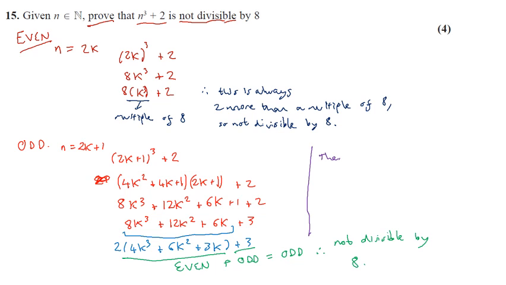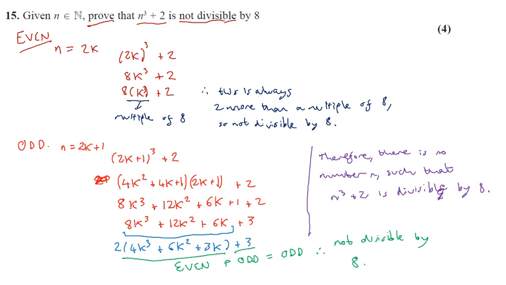So therefore, there is no number n such that n cubed plus 2 is divisible by 8. And an approach like that would guarantee you getting all of the 4 marks available there.